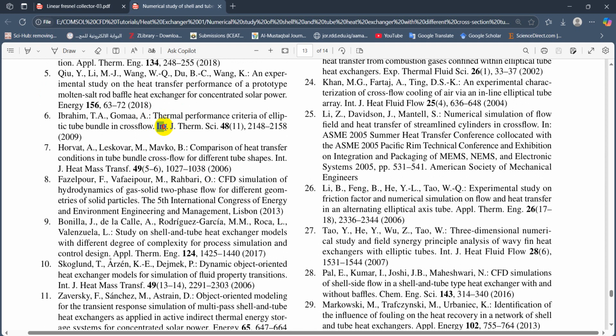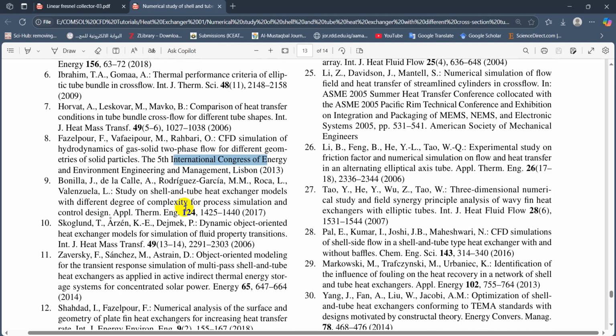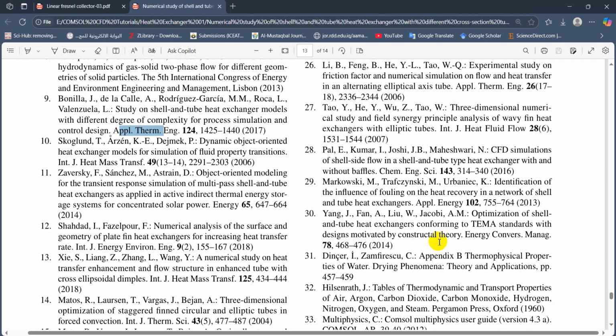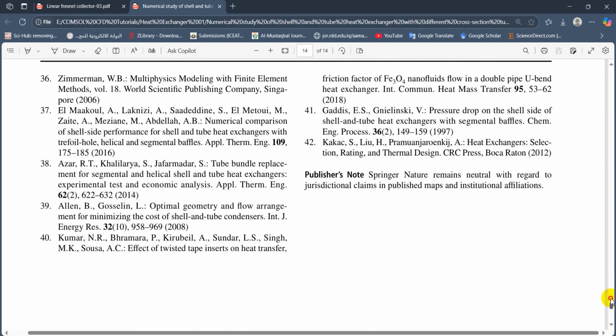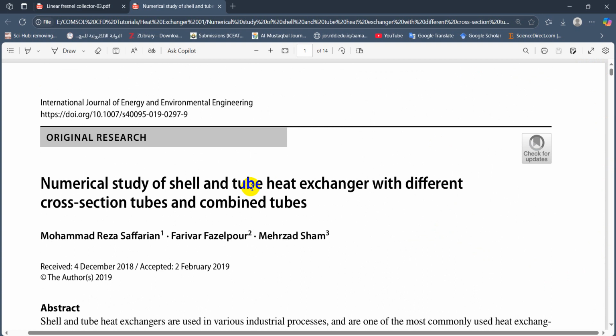For example, International Journal of Thermal Sciences, which belongs to Elsevier, International Journal of Heat and Mass Transfer, which is so high, and peer-reviewed journals belonging to Elsevier as well. There is a congress paper cited here. Okay, you can see that an Applied Thermal Engineering paper has been cited. It is a good reference, as is Energy Conversion and Management, so the authors actually wrote a very nice paper.